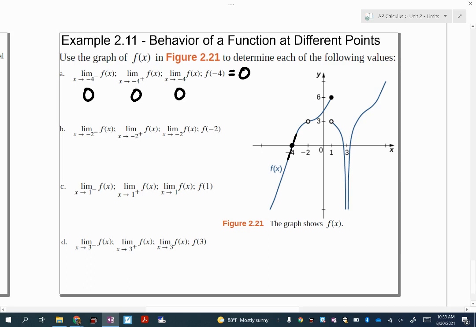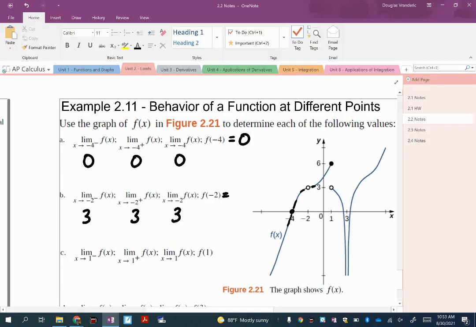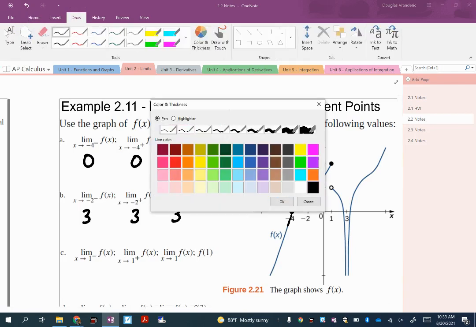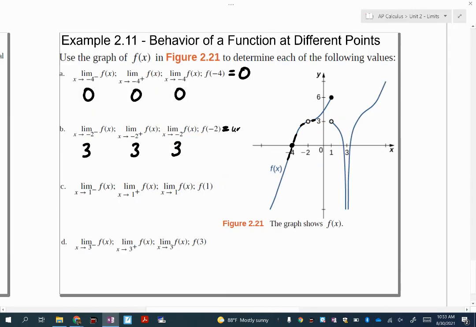Let's look at negative 2. Negative 2 from the left, negative 2 from the right, both approach 3. So this one's 3, and this one's 3. Because those match, the limit as x approaches negative 2 of the function is 3. But if you were to plug in negative 2 to the function, it's not actually going to be 3. You'll notice it's an open circle when x is negative 2, so this is undefined. I always found it interesting in high school because you're saying the limit exists even though the function is undefined at that x value.